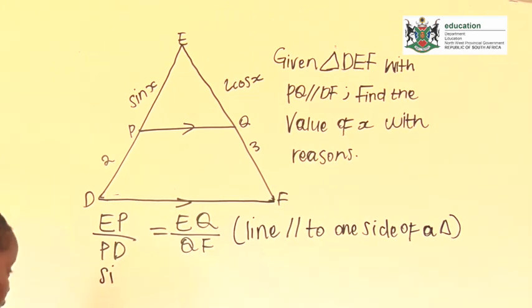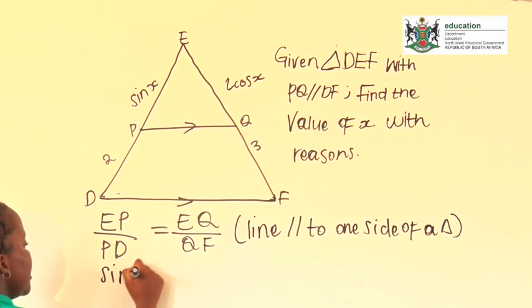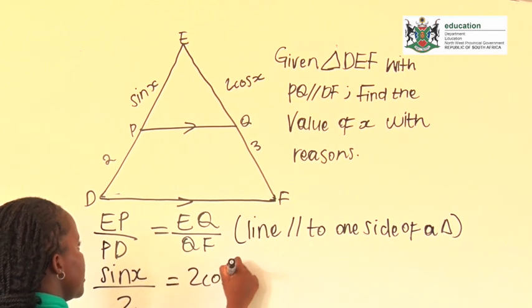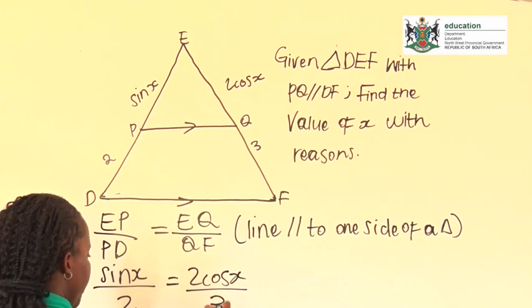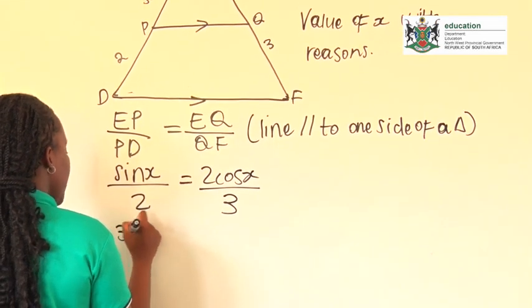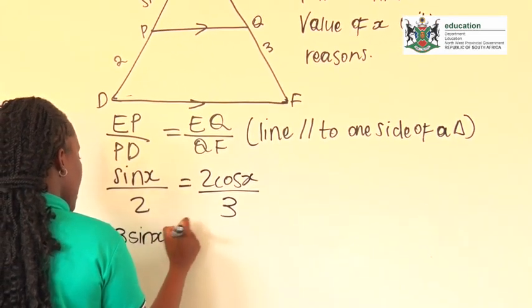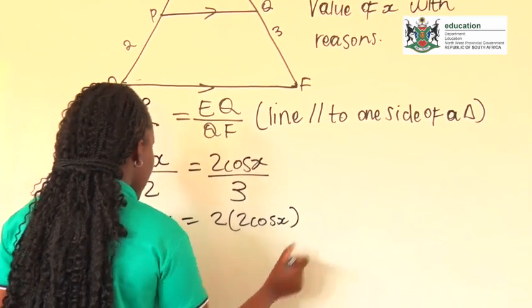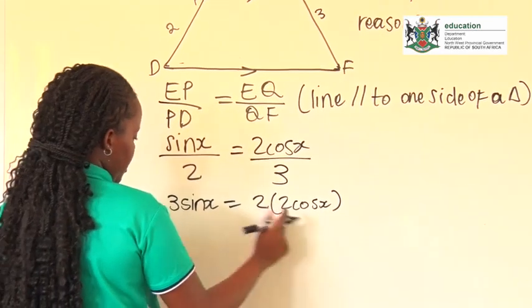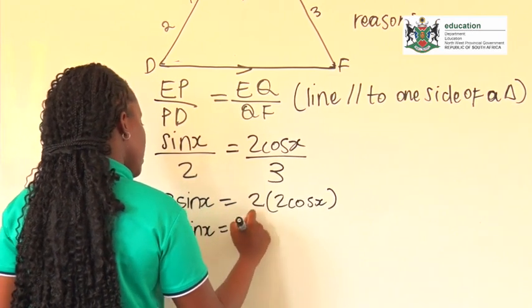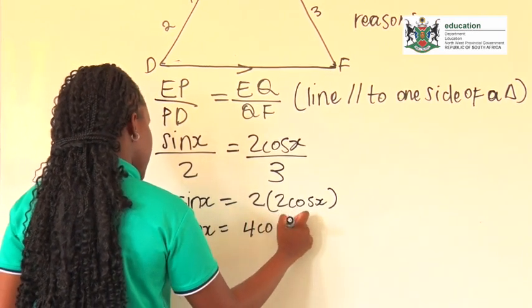Wonderful. So then we're going to substitute, which is sin x over 2 is equals to 2 cos x over 3. So at this point we can cross multiply. So it's going to be 3 sin x is equals to 2 into 2 cos x. So then we break the brackets, right? Which is going to be 3 sin x is equals to 4 cos x.